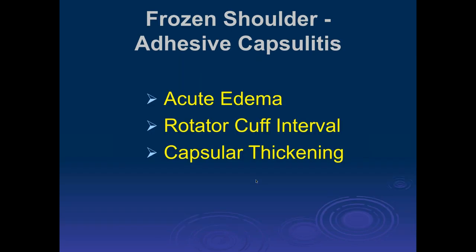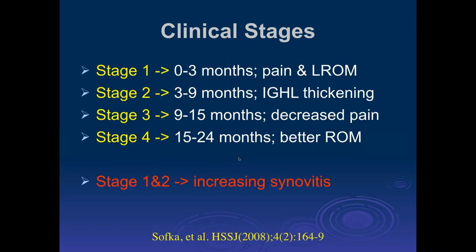Okay. So let's finish off today talking a little bit about frozen shoulder, or adhesive capsulitis. It really starts out with acute edema. You can see edema, especially in the rotator cuff interval, and then you can get a lot of capsular thickening. Classically, there are four stages. The first stage is between 0 and 3 months. The second stage classically is the next 6 months. Stage three is 9 to 15 months. And typically stage four goes out to 24 months, or 2 years.